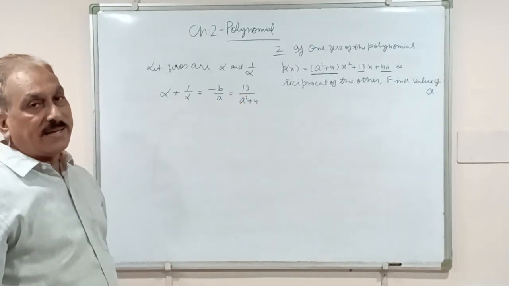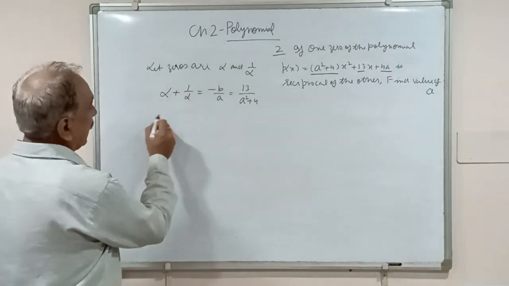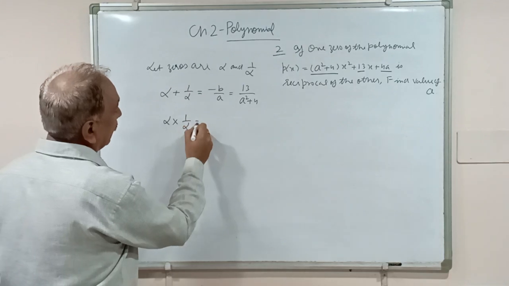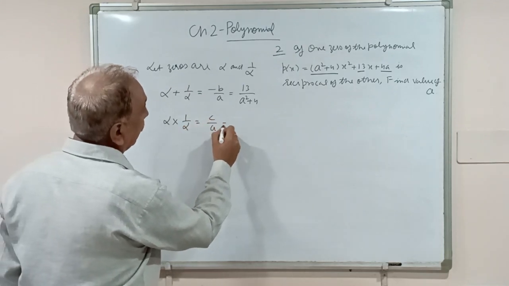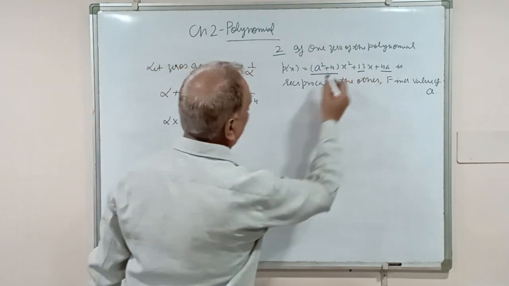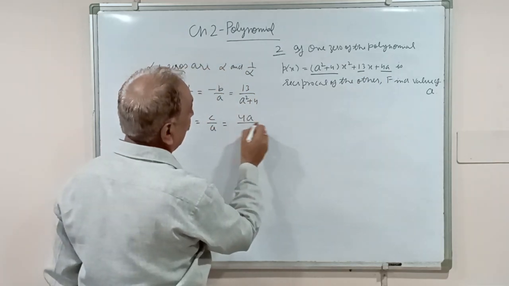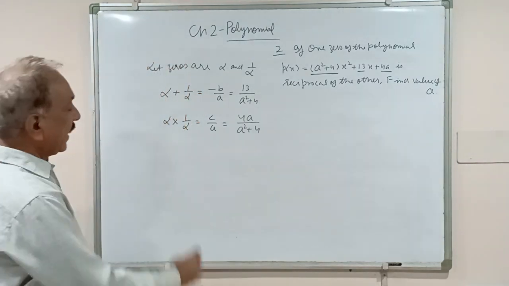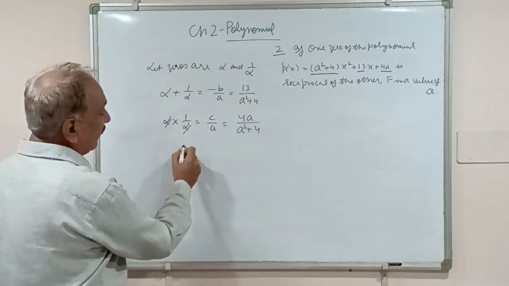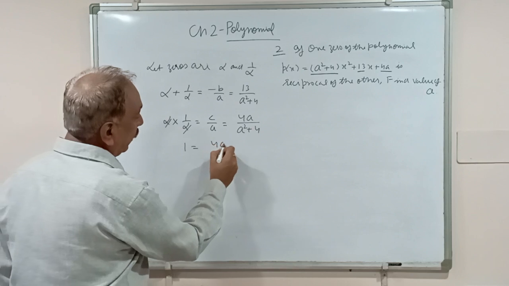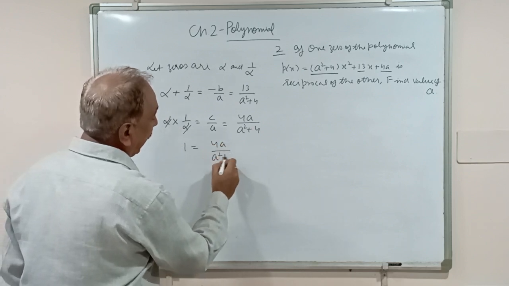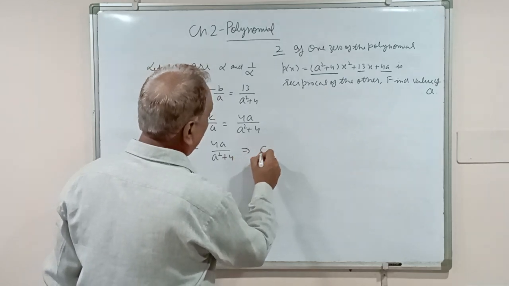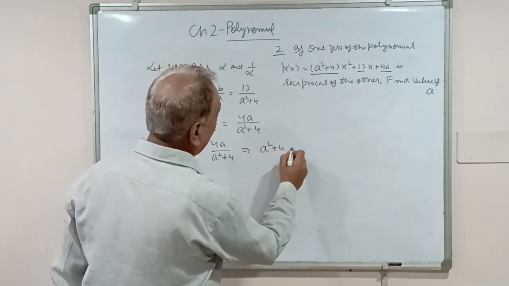We will not be able to solve this, leave it. Then we will take the product of zeros. This is c upon a. c is 4a upon a square plus 4. Alpha alpha cancel, this is only 1. 4a upon a square plus 4, just multiply it. a square plus 4 is 4a.